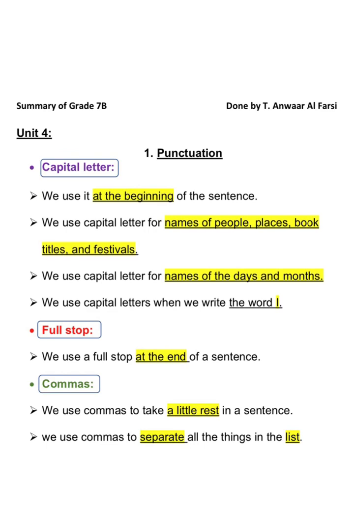So the capital letter, we always use it at the beginning of the sentence. We use the capital letter for names of people, places, books, titles, and festivals. We use capital letters for names of the days and months. We use capital letters when we write the word I. The full stop, we use a full stop at the end of a sentence. And commas, we use commas to take a little rest in a sentence. And we use commas to separate all the things in a list.